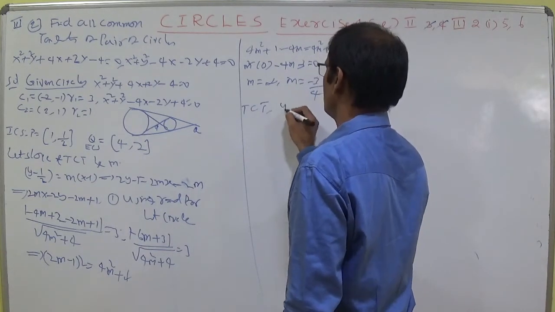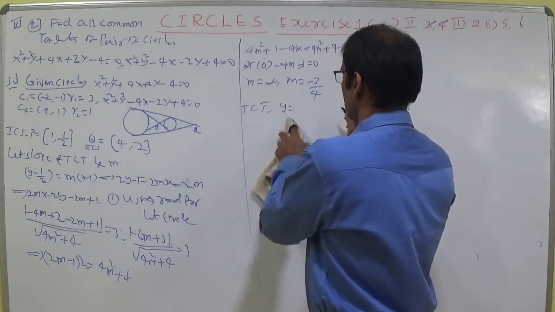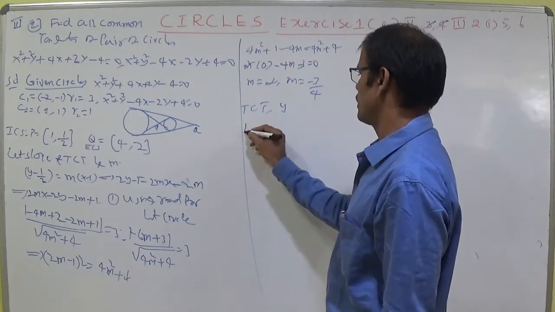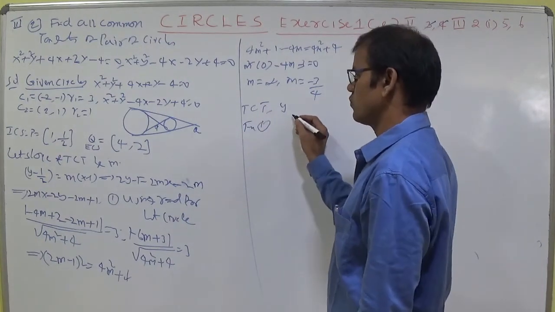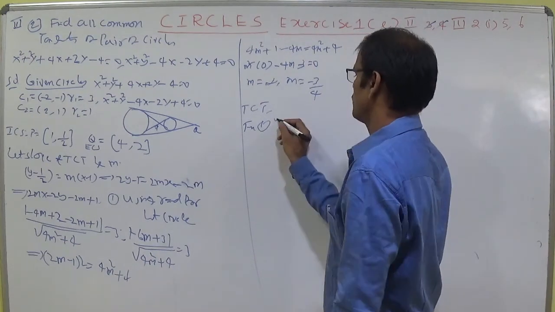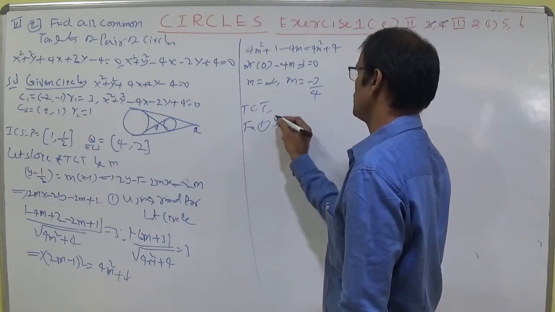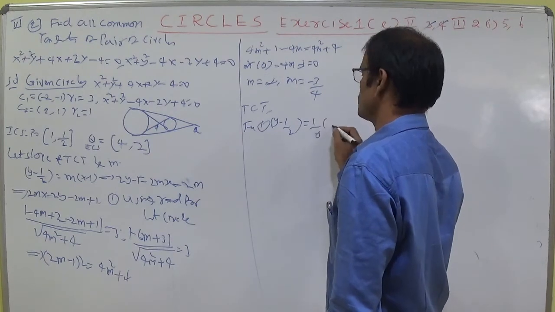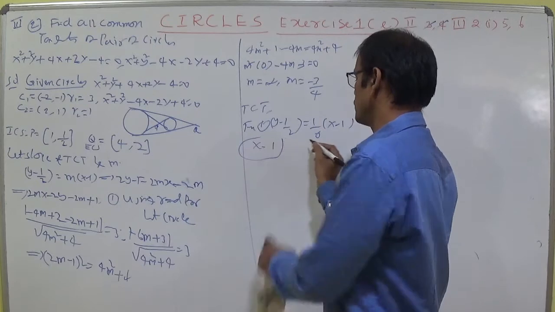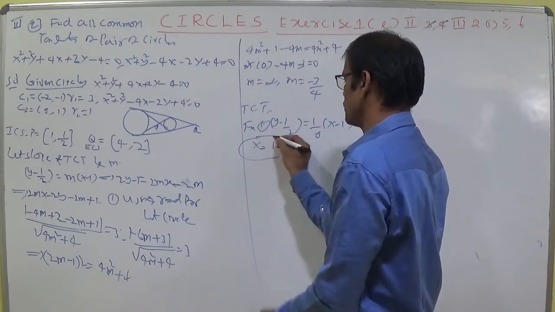Whenever m is equal to infinity, use the formula from 1. From 1 you can write here as y minus 1 by 2 is equal to 1 by 0 into x minus 1. So it becomes x minus 1 equal to 0, or x is equal to 1, simply you write.